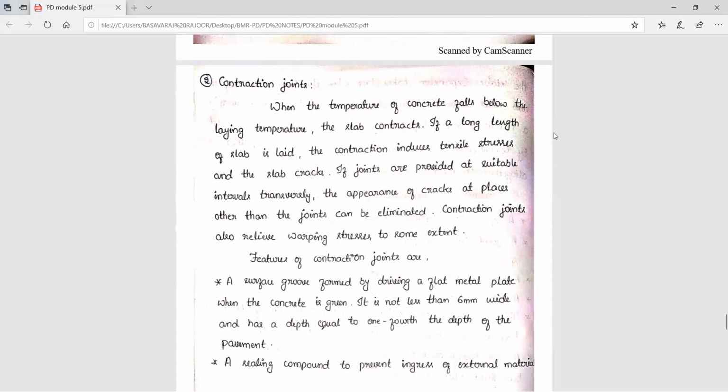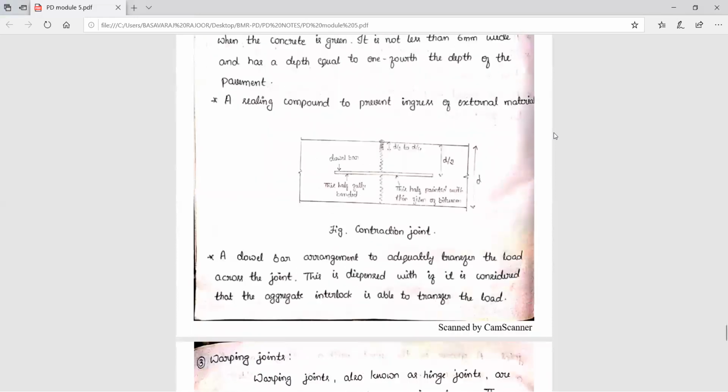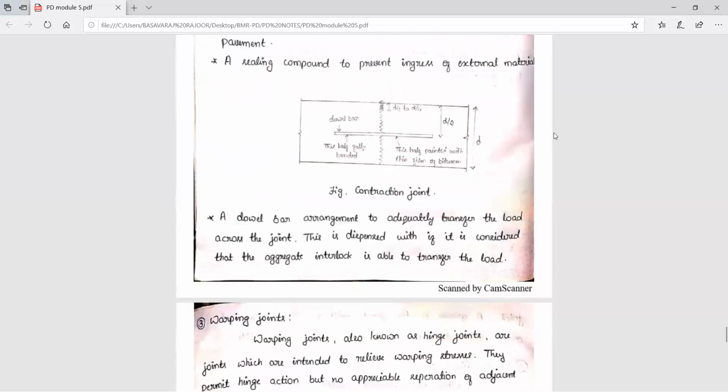Some of the features of the contraction joints are as follows. The surface groove is formed by driving a flat metal plate when the concrete is green. It is not less than 6 mm wide and has a depth equal to 1/4 of the depth of the pavement. Contraction joint is as shown in the figure. A sealing compound prevents ingress of external material, and a double bar arrangement adequately transfers the load across the joint. This is dispensed with where considerable aggregate interlock enables transfer of the loads.